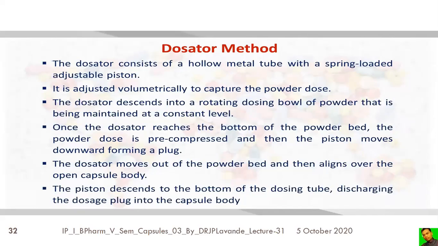The dosator descends into a rotating dosing bowl of powder that is being maintained at a constant level. Once the dosator reaches the bottom of the powder bed, the powder dose is pre-compressed and then the piston moves downward, forming a plug. The dosator moves out of the powder bed and then aligns over the open capsule body. The piston descends to the bottom of the dosing tube, discharging the dosage plug into the capsule body.